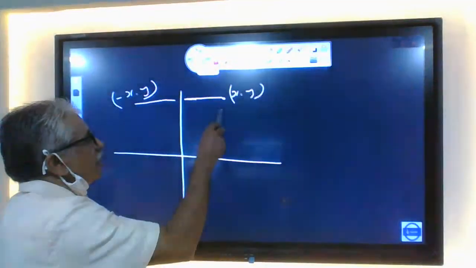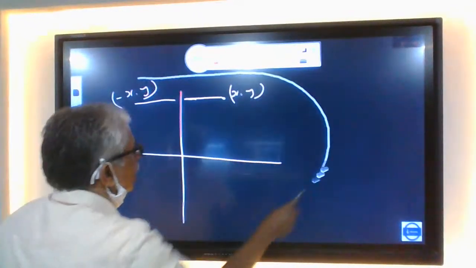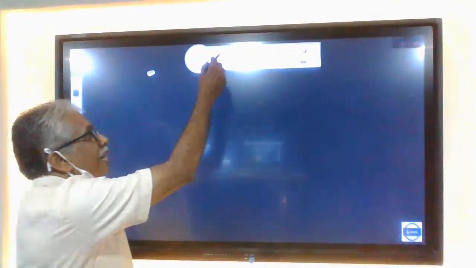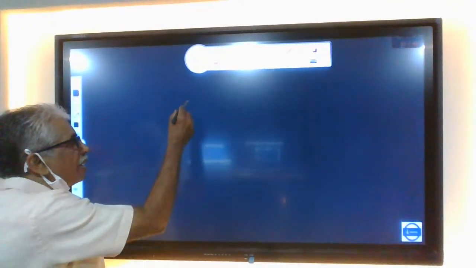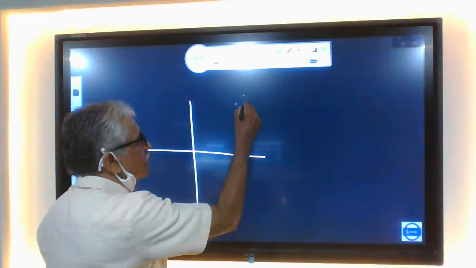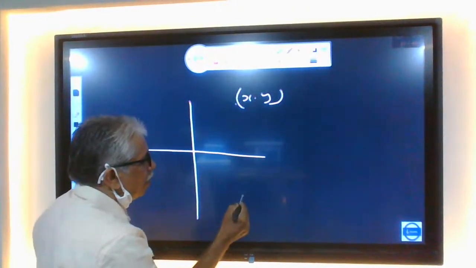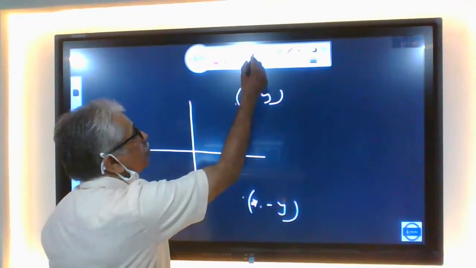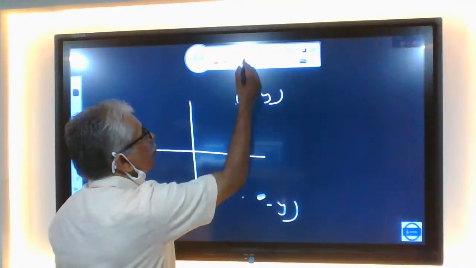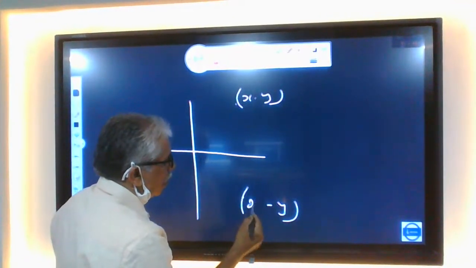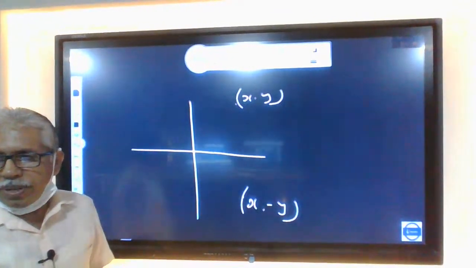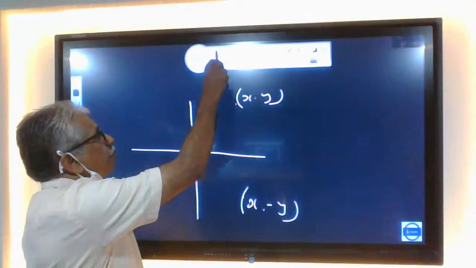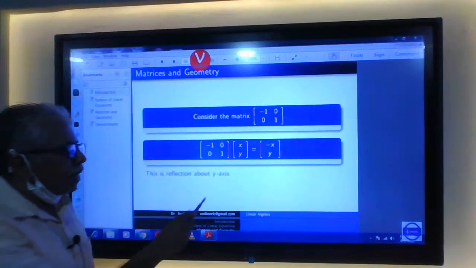Now, can you imagine what will be the matrix representing reflection about the x-axis? So for that, the point (x, y) should be mapped to (x, -y). Is it not? Point (x, y) will be mapped to (x, -y). So try to find out the corresponding matrix.